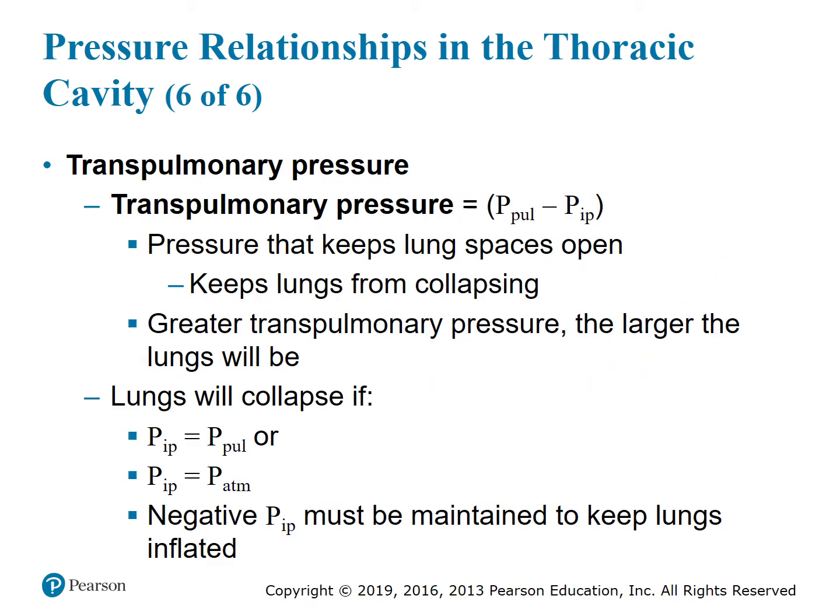Next is the transpulmonary pressure, which is the pressure that keeps the lung spaces open, and it keeps the lungs from collapsing. The greater the transpulmonary pressure, the larger the lungs will be. The lungs will collapse if the intrapleural pressure is equal to the intrapulmonary pressure, or equal to the atmospheric pressure, and a negative intrapleural pressure must be maintained to keep the lungs inflated.